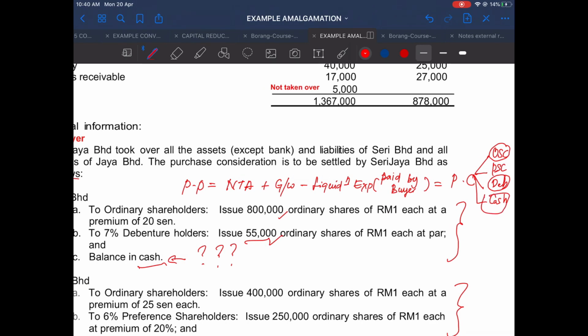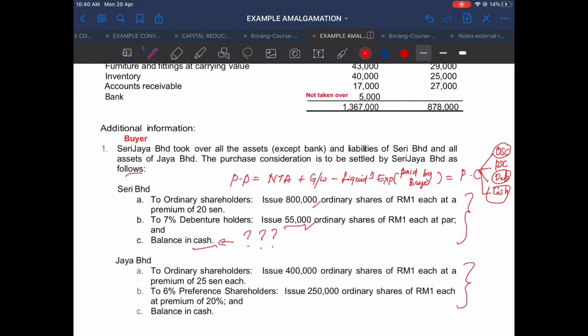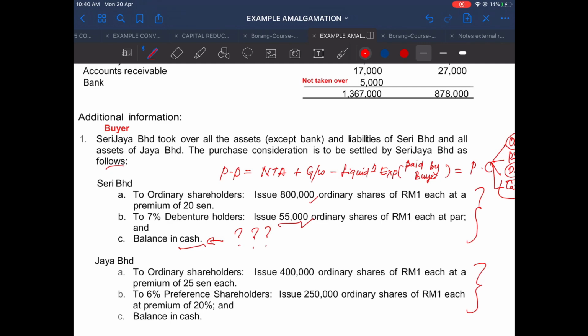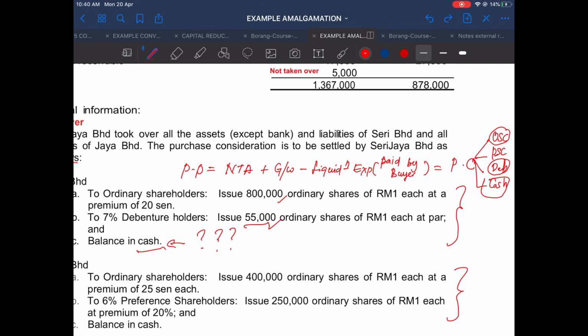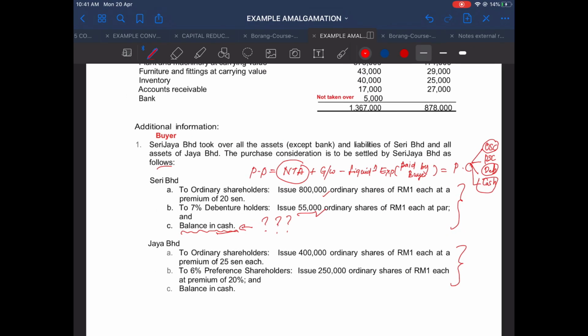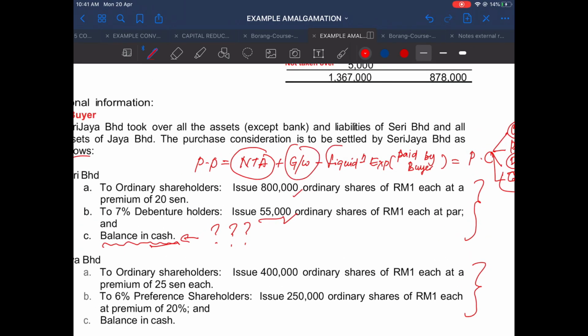You have to find it. So to find out the purchase price, you have to find what information is available that you can use with this equation. The purchase consideration given here is incomplete, as the balance in cash is not mentioned. That means you can only find the purchase price by looking at the net tangible assets plus goodwill and liquidation expense paid by buyer, if any. You have to calculate using these three items.